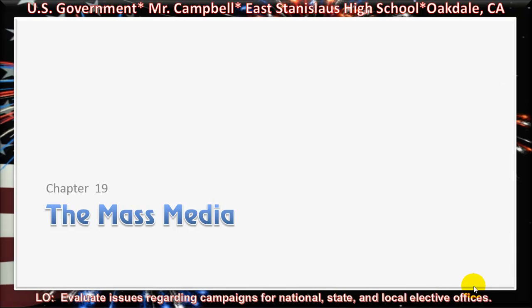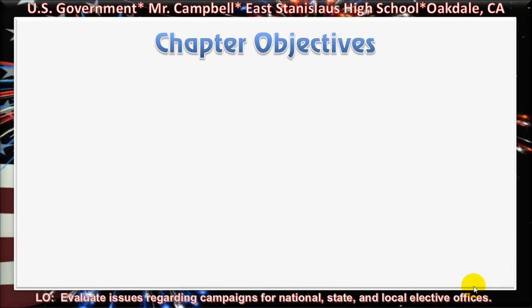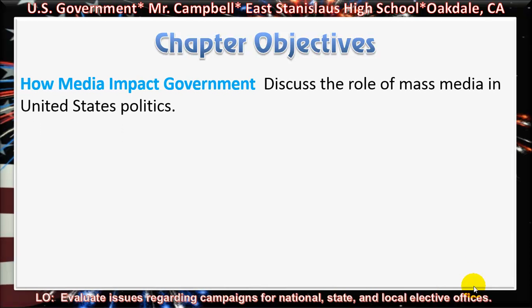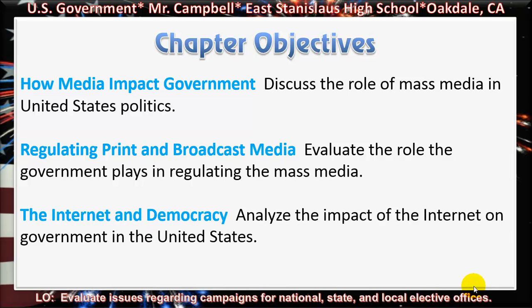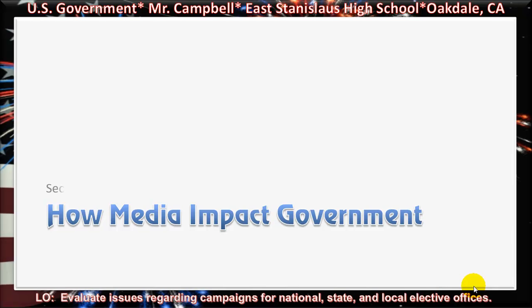Chapter 19, the mass media. Our chapter objectives. Section 1, how media impact government. We will discuss the role of mass media in United States politics. Section 2, regulating print and broadcast media. We'll evaluate the role the government plays in regulating the mass media. Section 3, the Internet and democracy. We'll analyze the impact of the Internet on the government in the United States.